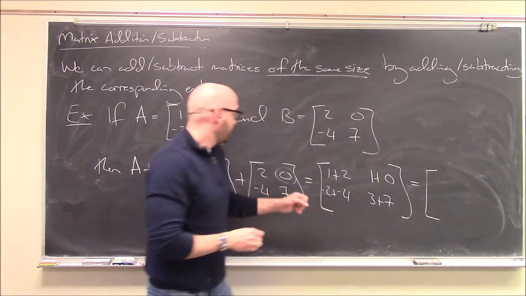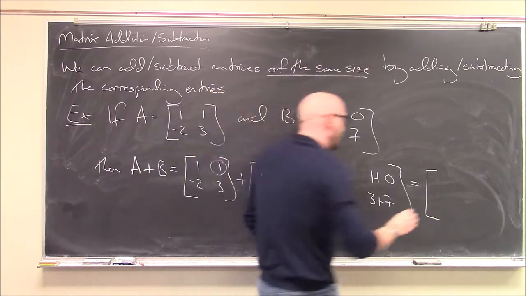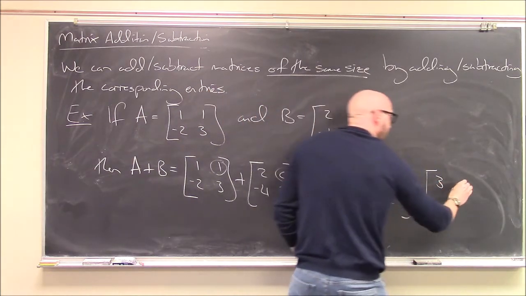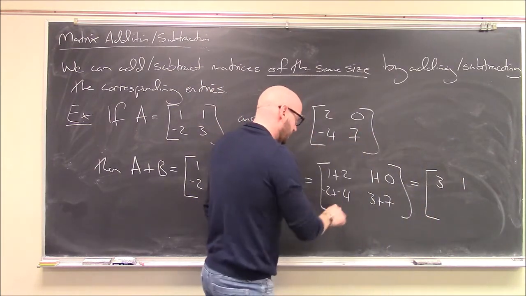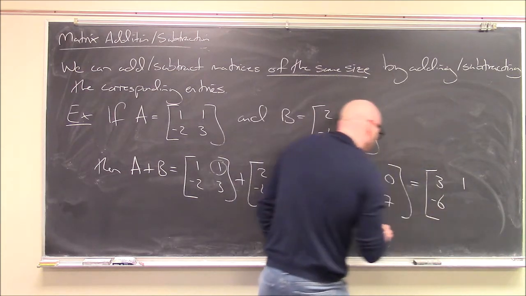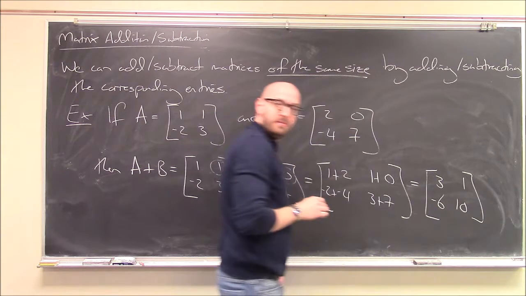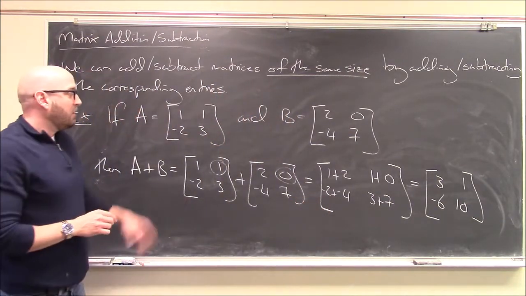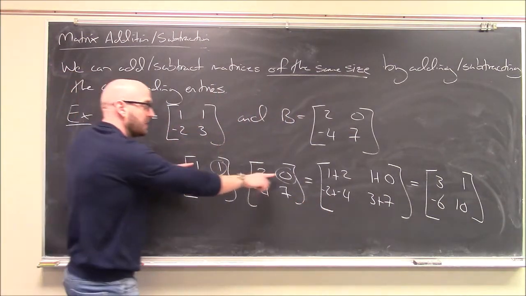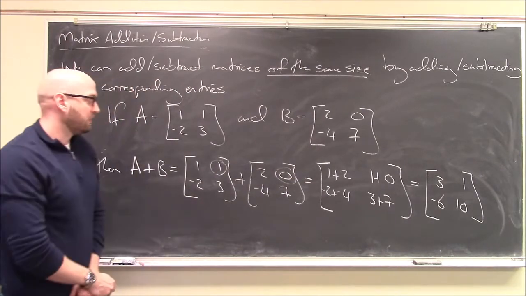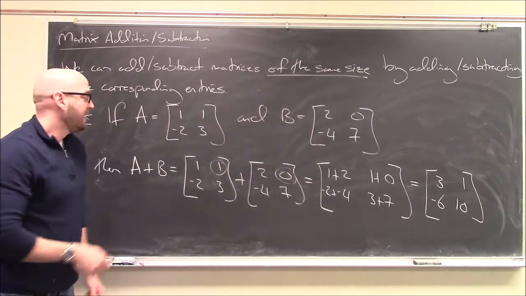And this is whatever this works out to be. This is 1 plus 2 is 3, 1 plus 0 is 1, minus 2 plus minus 4 is minus 6, and 3 plus 7 is 10. Okay, so all we did is we went ahead and we added all of the corresponding entries together to get this resultant matrix A plus B.